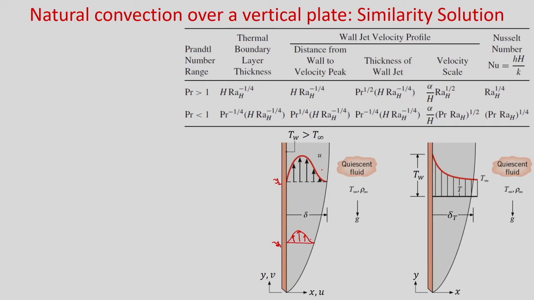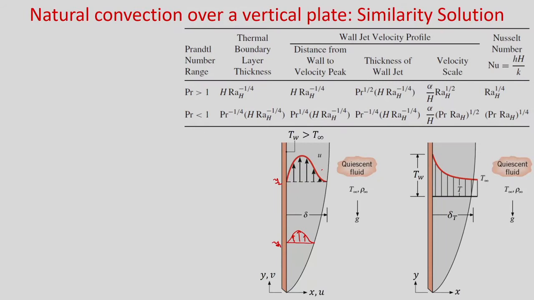That means if somehow we can convert this partial differential equation to an ordinary differential equation using some scale factor, then the similarity transformation exists, and we can write this partial differential equation as an ordinary differential equation. So, now how to choose this similarity variable? In the table you can see that we have this delta t, which is of order H Ra_H to the power minus 1 by 4. This scale we can take for the similarity variable eta, and we also have the velocity scale alpha by H Ra_H to the power half.